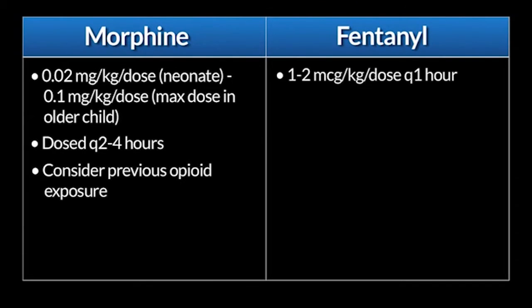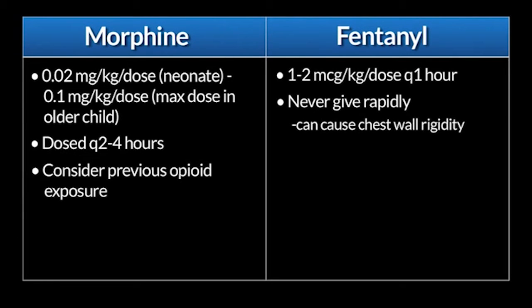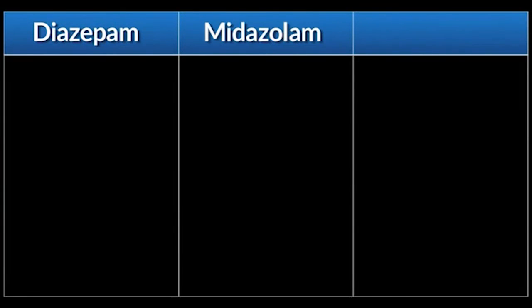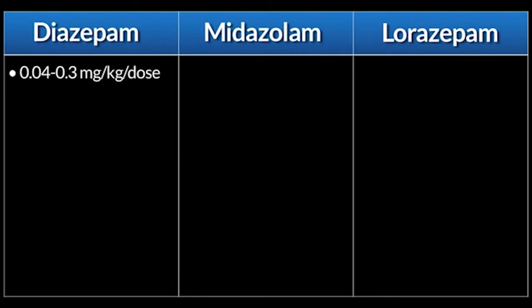Fentanyl dosing is generally 1 to 2 mics per kilo and given every hour. Its half-life is shorter, so you usually have to give it more often. Remember never to give it rapidly, as it can cause chest wall rigidity and have the child not be able to take effective breaths. Benzodiazepines that can be used, some intermittently or continuous, are diazepam, midazolam, and lorazepam. Diazepam, the usual starting dose is 0.04 milligrams per kilo per dose, upwards of 0.3 milligrams per kilo, and can be given every 2 to 4 hours.